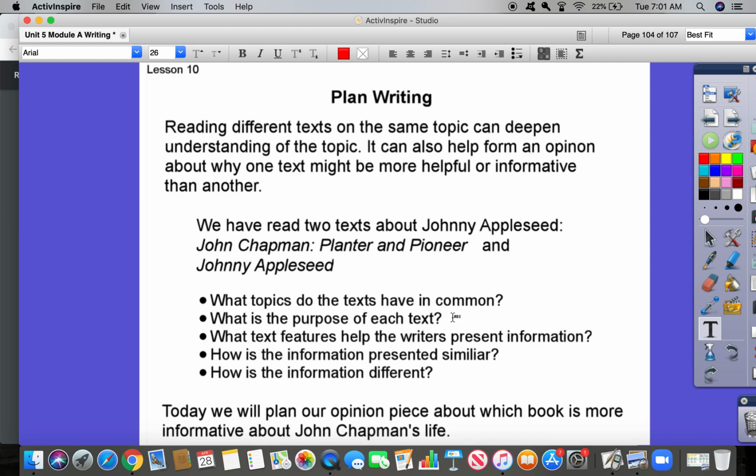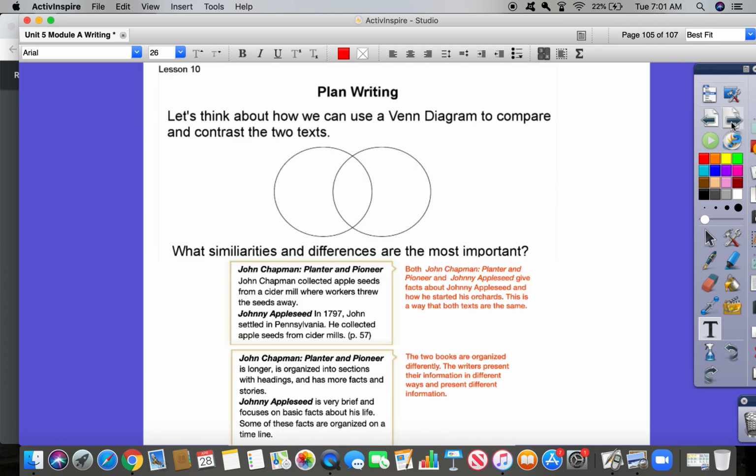What is the purpose of each text? What text features help the writers present information? How is the information presented similar? And how is the information different? So today we will plan our opinion piece about which book is more informative about John Chapman's life. In order to help us plan, let's think about how we can use a Venn diagram to compare and contrast the 2 texts. So let's look at the similarities and differences.